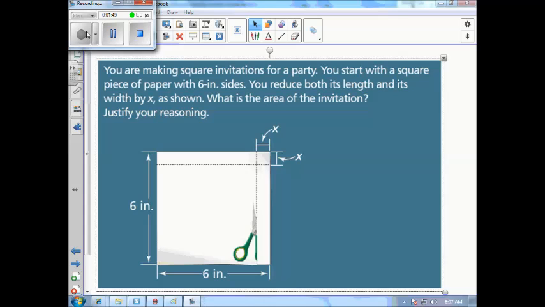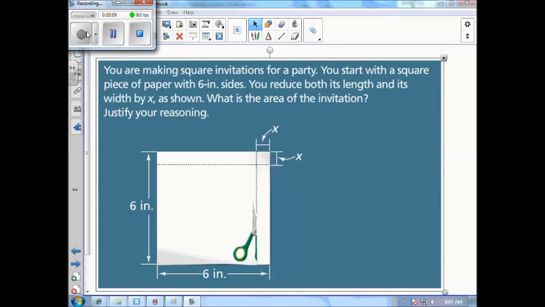I like that people are actually using their paper. They're folding it. You're thinking about it. You're talking about it. You're drawing on it. What is the area? Think about our startup. We found the area of a rectangle. So you already should remember that formula.